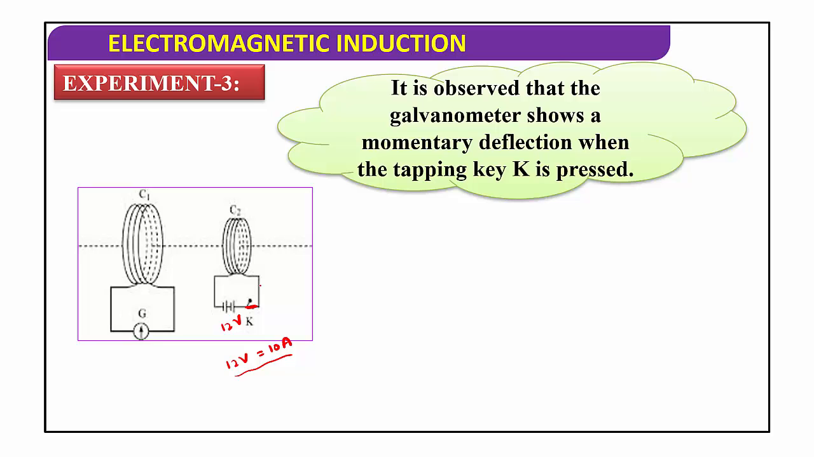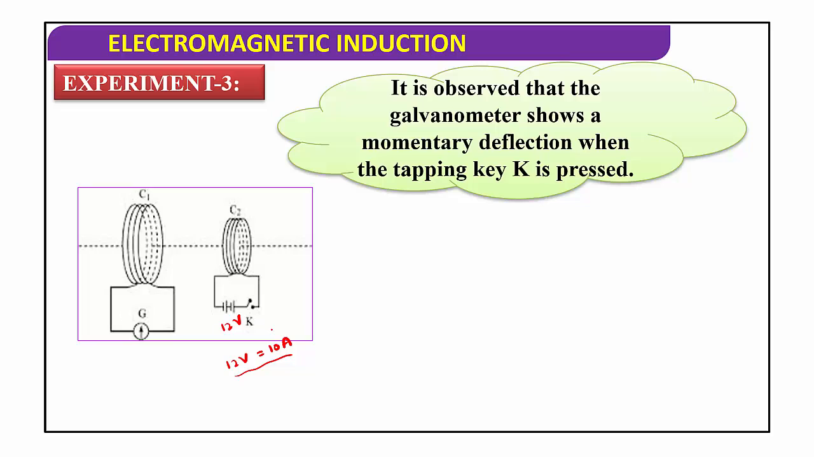Similarly, when I release that tap key, when I open this tap key, the current will suddenly not become 0. Here the maximum current is 10 ampere. When I release the key, the 10 ampere current goes on decreasing, just like 10, 9, 7, 5, 2, 1, 0. When we release the tap key, the current goes on decreasing, so the magnetic field is decreasing. That means the magnetic field changes. So current is produced in the first coil. The galvanometer shows deflection again, but in the opposite direction.